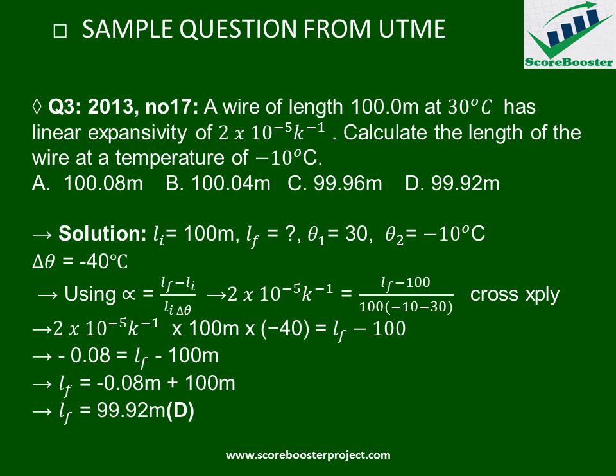Now on to solution. The first step is to write out the given parameters. Then from the question, we have the initial length Li to be 100 meter. The final length is not given, and of course that is what they asked us to find. Then we are given theta 1, which is the initial temperature, to be 30, while theta 2, which is final temperature, is minus 10 degrees Celsius. Then the change in theta will be theta 2 minus theta 1, that is minus 10 minus 30, giving us minus 40 degrees Celsius.